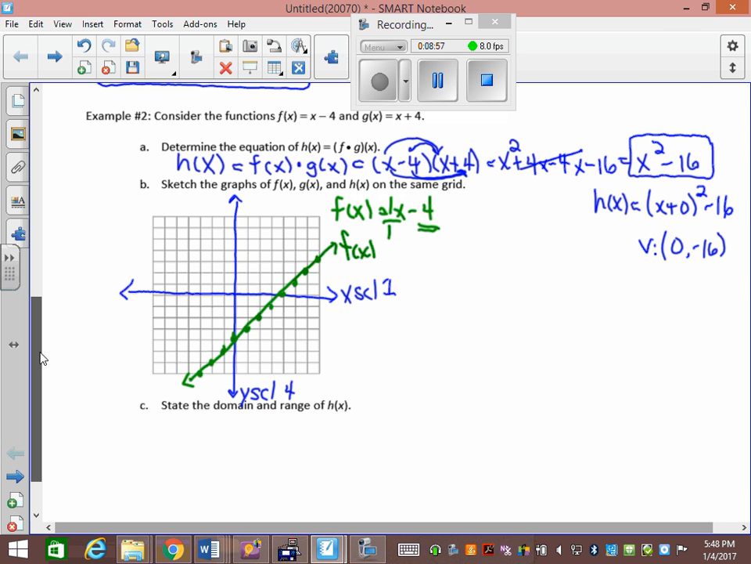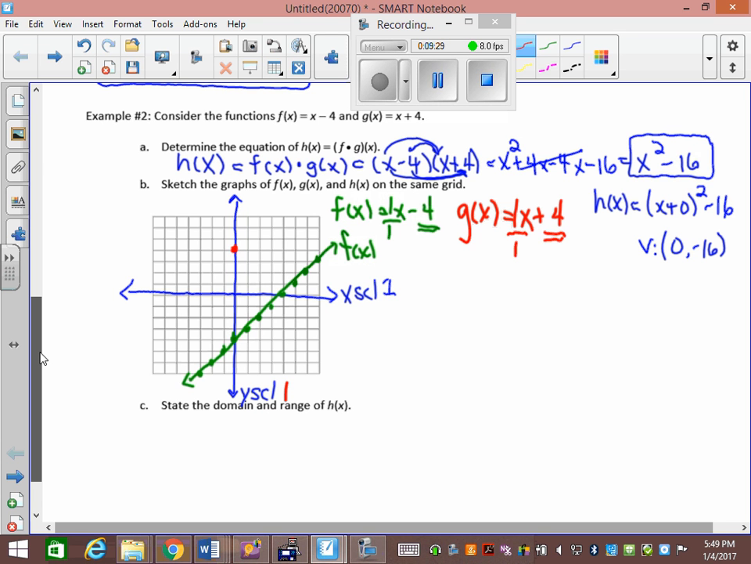Okay? Now g of x is x plus 4. So I have a y-intercept at positive 4, and I go 1 and 1 again. I didn't listen to my own rule. I have a y scale of 4 here. I'm going to change my y scale to 1, just to prove a point. I'll leave my y scale be 1. So I'm going to go up 4, 1, 2, 3, 4.